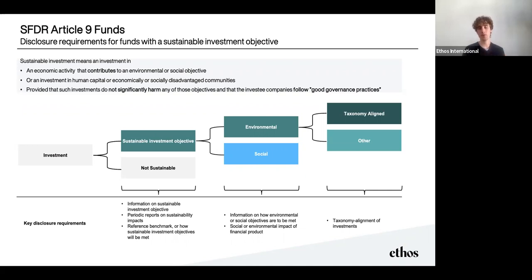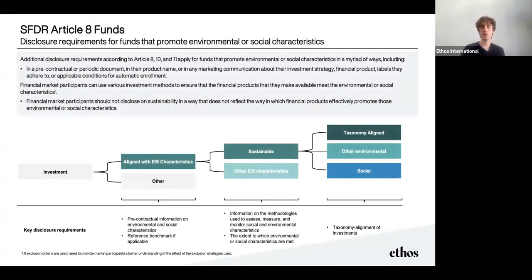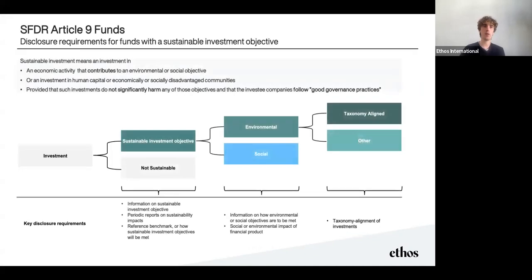But what is important here is that both within Article 8 and 9, there will be different types of funds. So if we go back to Article 8, some funds will only be aligned with the ESG characteristics and won't have any sustainable investments. Some will have some sustainable investment, but mostly be aligned with ESG characteristics. Some will have a higher taxonomy alignment, and some will not. And it's the same with Article 9 funds.